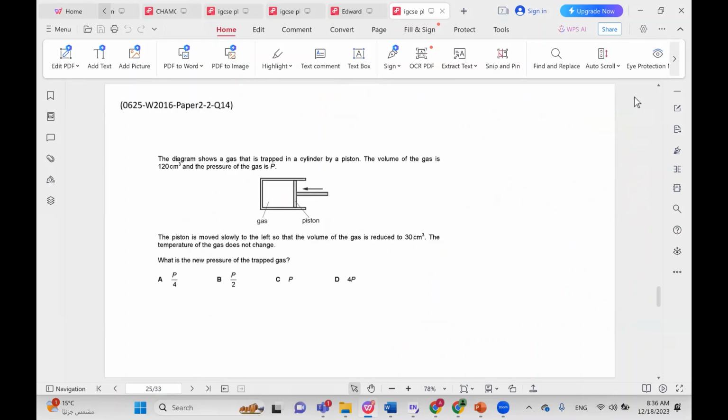The diagram shows a gas is trapped in a cylinder by a piston. The volume of the gas is 120 and the pressure is P. The piston is moved slowly to the left so that the volume is reduced to 30. The temperature does not change. So when we have multiple pressures and multiple volumes, especially if the temperature is constant, PV equals T and we remove the T, it's constant. So we can just say P1 V1 equals P2 V2.